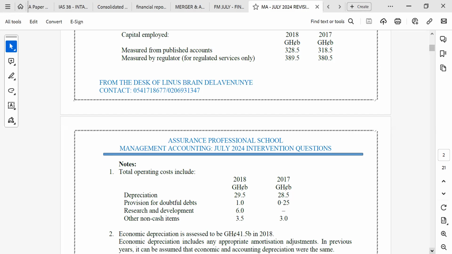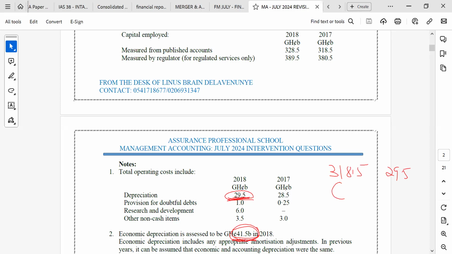Let me demonstrate that. I should not just talk about it. Let's look over here. You can see that the depreciation is 29.5, isn't it? But the economic depreciation is 41.5. Assuming these are for 2017, this will be the impact on the figure. The figure that we subtracted to get the 318.5 was 29.5, but the figure we're supposed to subtract should be 41.5. So we have overstated our capital employed. We should subtract 41.5, not 29.5. So we find the difference and subtract it.